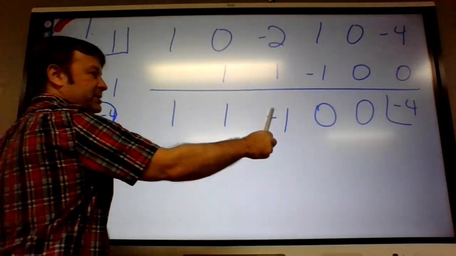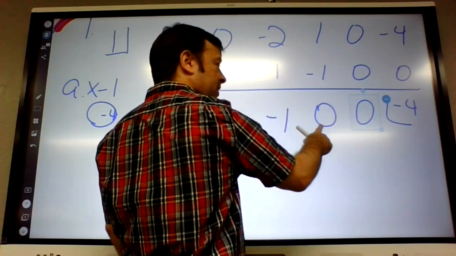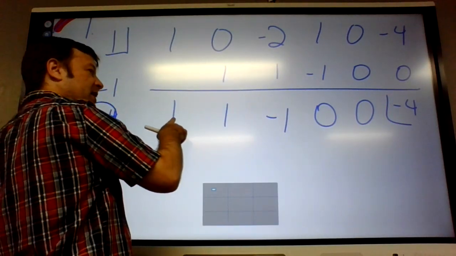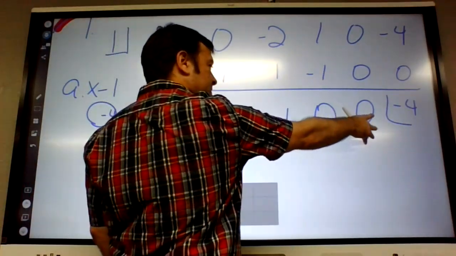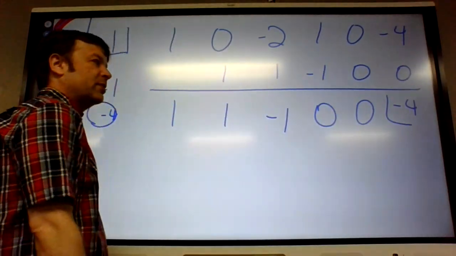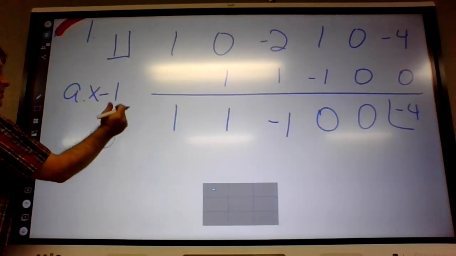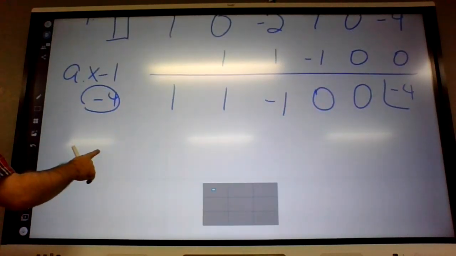The remainder is negative 4. Now the rest of the stuff, this would be the constant, the x term, the x squared, the x cubed, the x to the fourth term. So it'd be x to the fourth plus x cubed minus x squared, and then with the remainder of negative 4. They just asked for the remainder, so negative 4. I guess I'll just circle that.